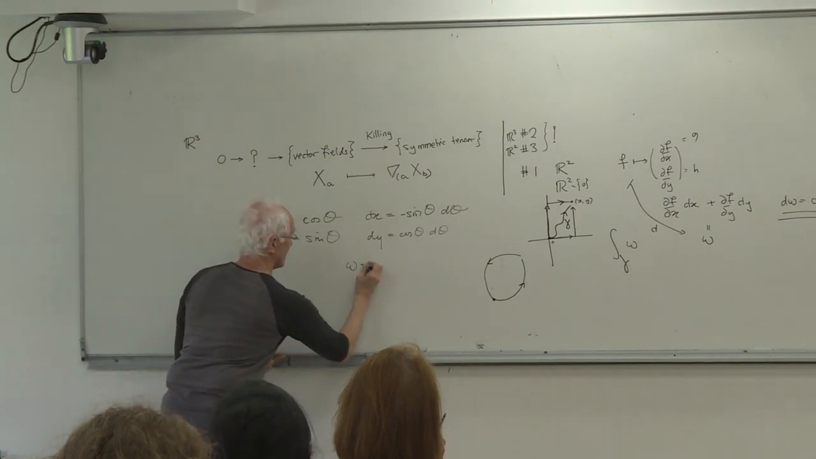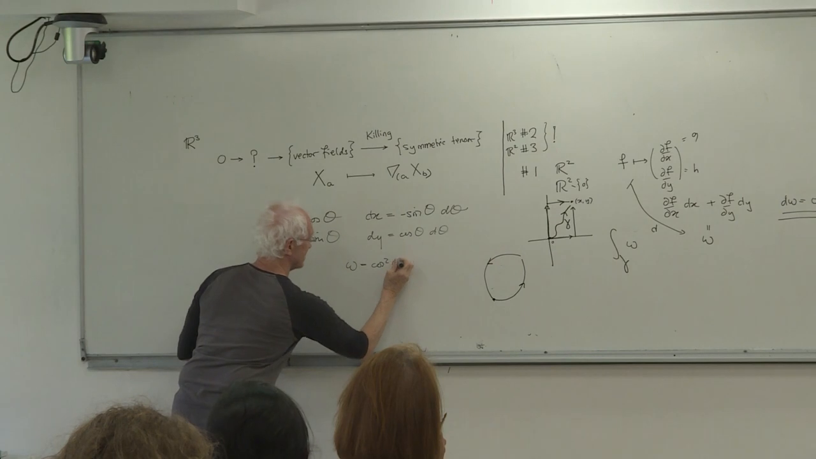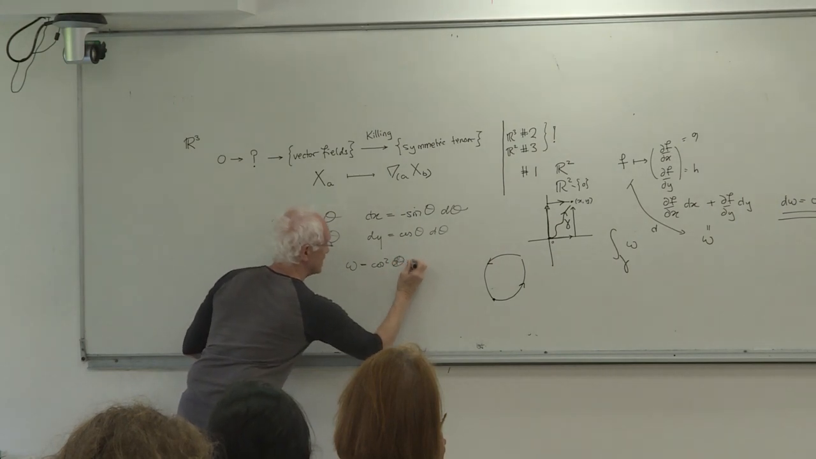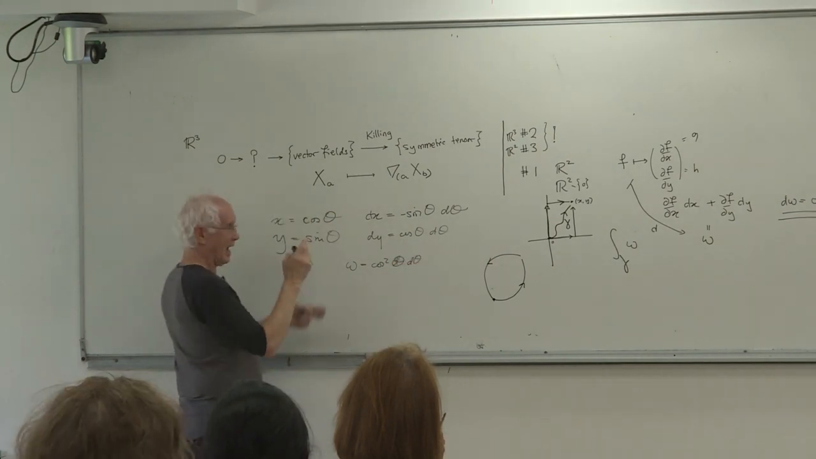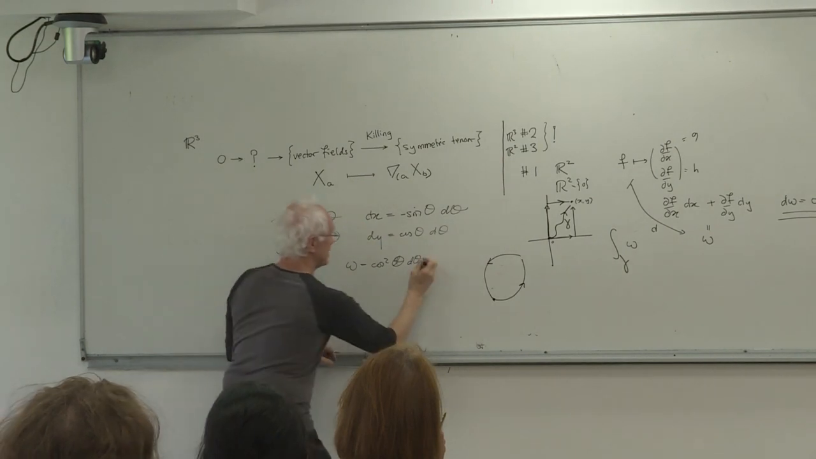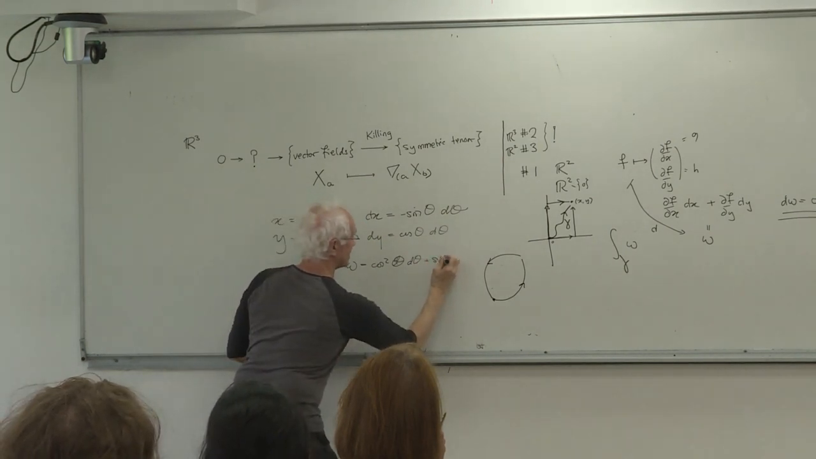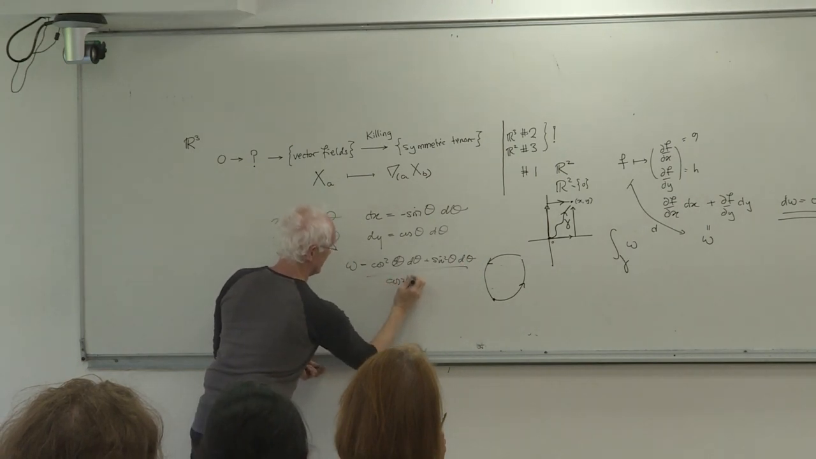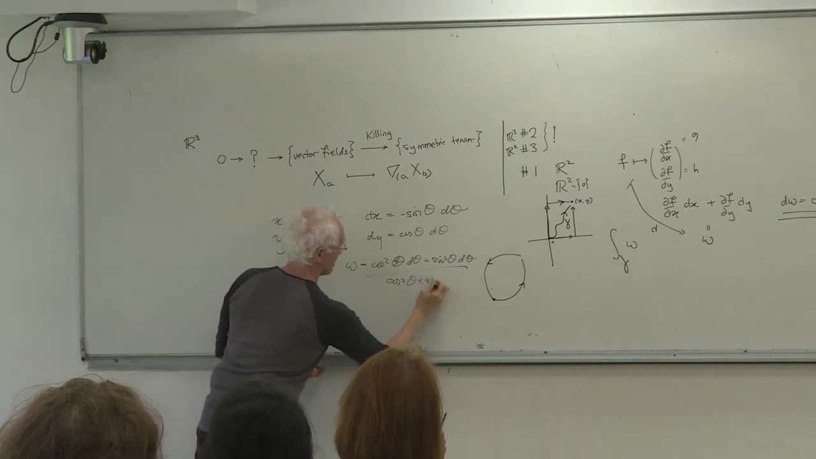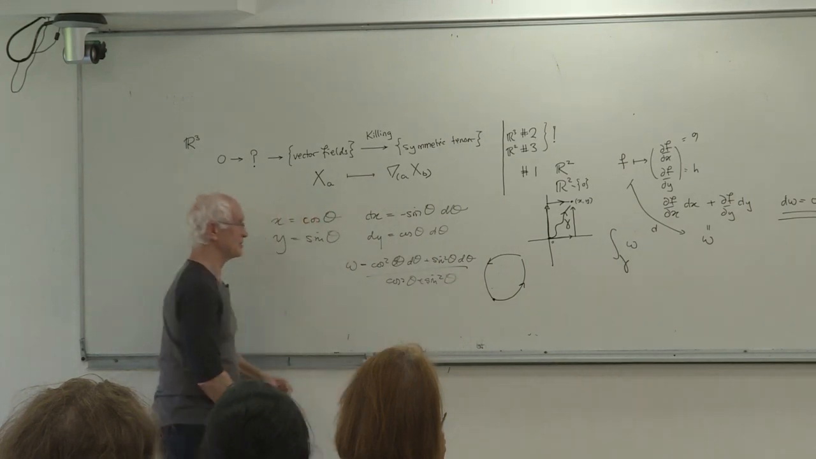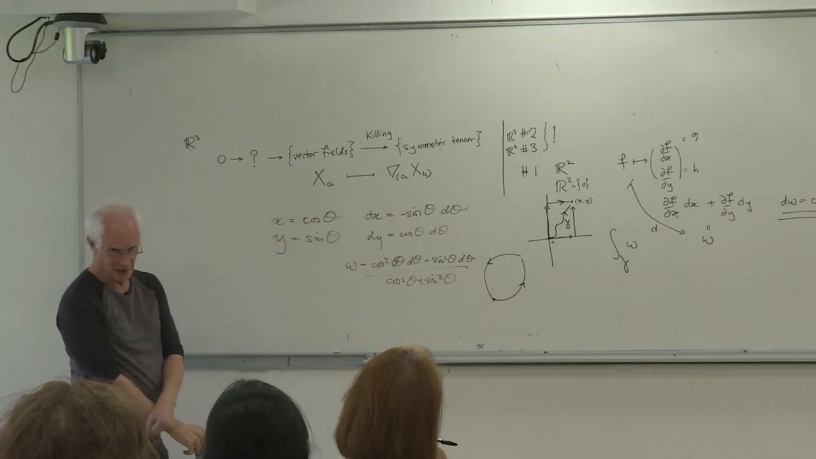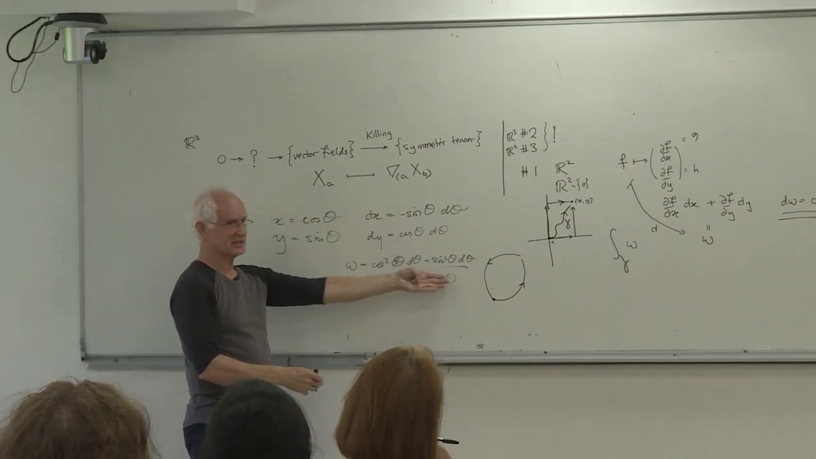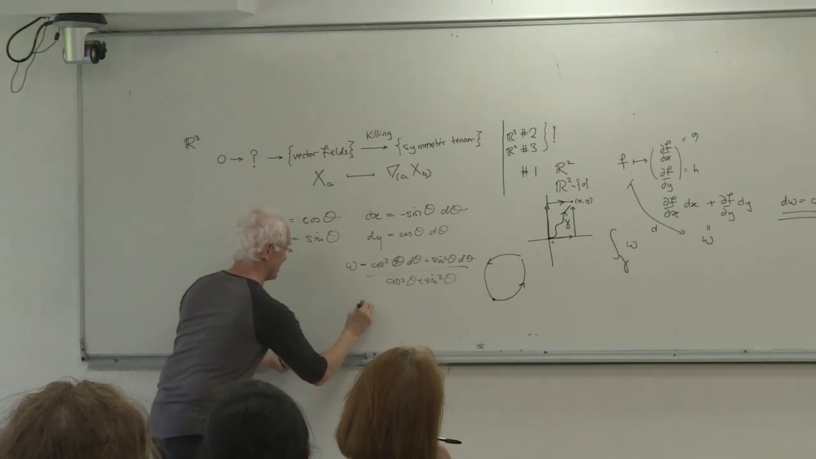Okay, so omega then becomes cosine squared of theta d theta. And then the other one, because of the sine change, becomes plus sine squared theta d theta divided by cosine squared plus sine squared. And even if you didn't know that cosine squared plus sine squared was equal to 1, which it is, right, these things cancel out and you get d theta.